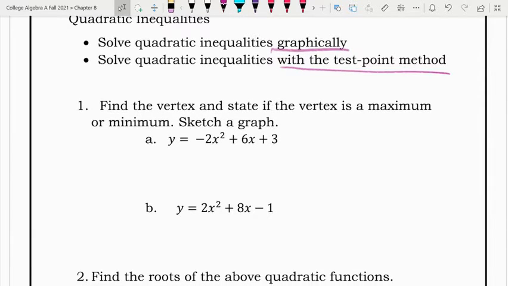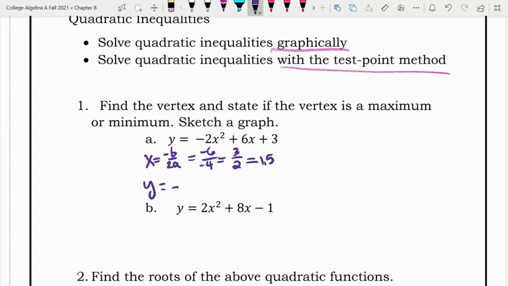Step 1, or beginning here, I want you to remember how to find the vertex and tell me if the vertex is a maximum or minimum. Then we're going to sketch it. So remember the vertex is x equals negative b over 2a. So it's going to give you negative 6 over negative 4, which is 3 over 2, or 1.5.